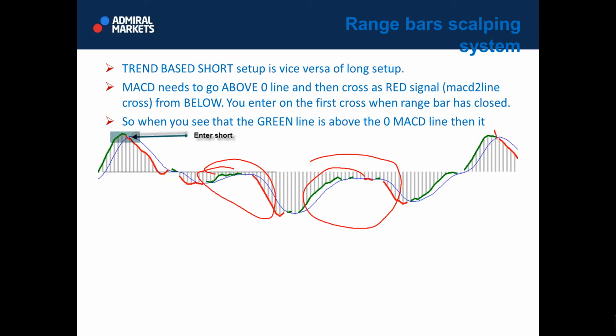Next entry will be also here, but red needs to be above blue, and MACD needs to be above zero, but you need to wait for this red cross. So you enter always on the first cross with range bars closed. When you see that the green line is above the zero MACD line and then it crosses below this blue line, a red signal will appear, and that will be a signal to go short. Now let's see a live chart.